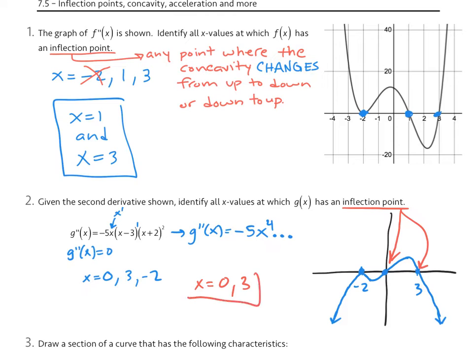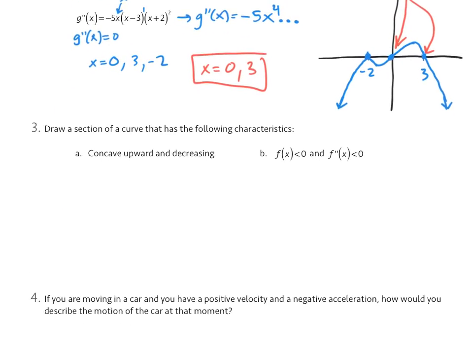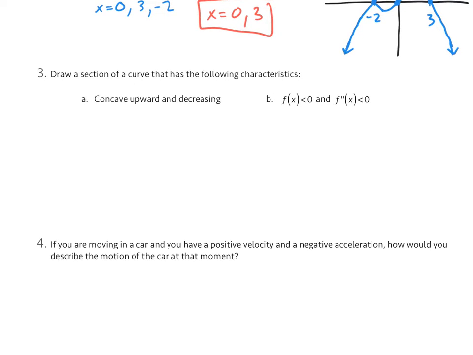Moving on to number 3. Draw a section of a curve that has the following characteristics: concave upward and decreasing. Concave upward means it's something like this. Decreasing means something like this. So we need to make a curve that is going downward and also concave upward.